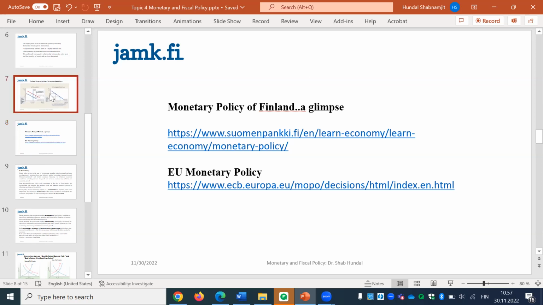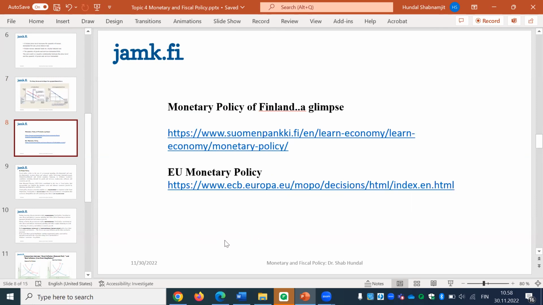So this is the last slide. And not for the exam purpose, but just in case you are interested in knowing what is going on in Finland, what type of monetary policy Finland is following, what type of monetary policy the EU is following, and what I was telling you, is it even true? Can you see what I lectured you in real life? Then it's not a bad idea to have a look at these two web links. I recommend that you have a look at them.